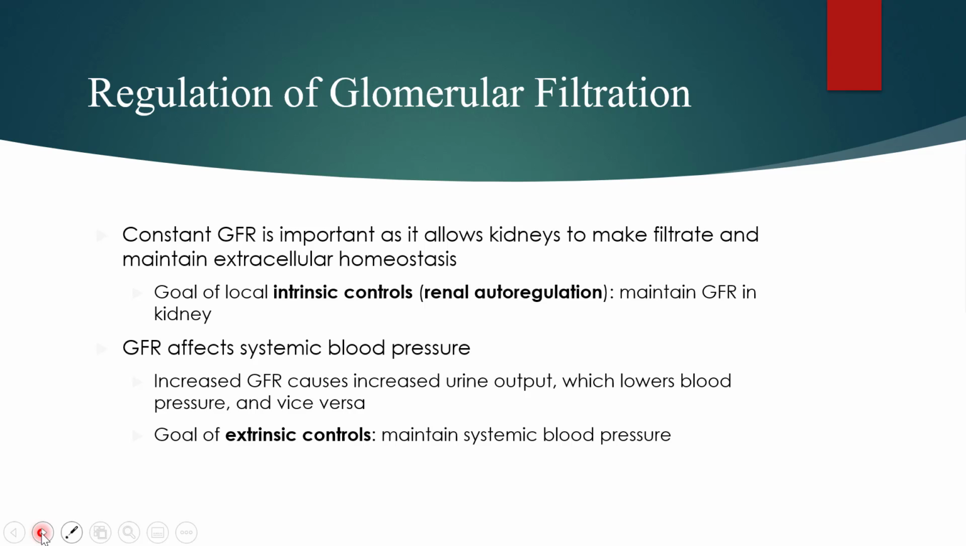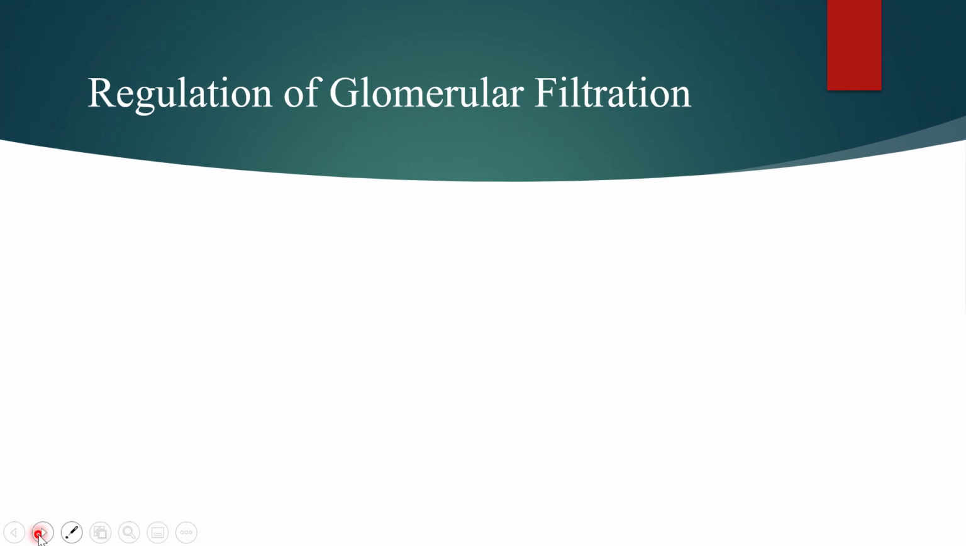The goal of extrinsic control is to maintain the systemic blood pressure. So pretty much your GFR affects systemic blood pressure, and the extrinsic controls of the GFR maintain the systemic blood pressure, and the intrinsic control of the GFR maintains GFR in the kidneys. The nervous system and the endocrine mechanisms are the main extrinsic controls of the GFR. So let's take a look at the intrinsic control, which is renal autoregulation.